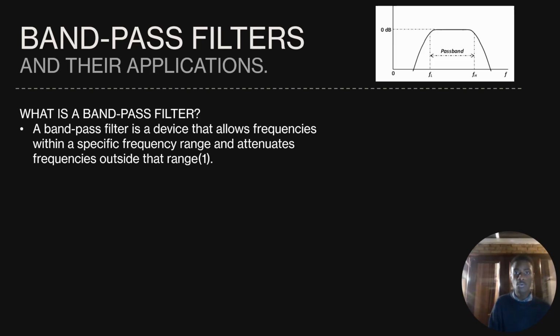In its most basic form, it's a cascade connection between a high-pass filter and a low-pass filter. This means that it has two cutoff frequencies, which make it useful in only accepting a specific range of frequencies. The higher cutoff frequency is decided by the high-pass filter, and the lower cutoff frequency is decided by the low-pass filter. Now, bandpass filters have many applications.